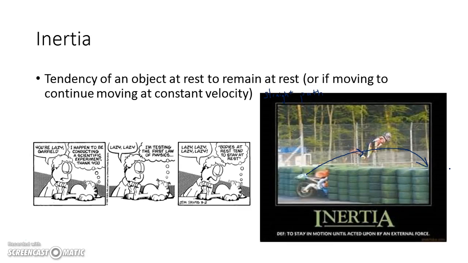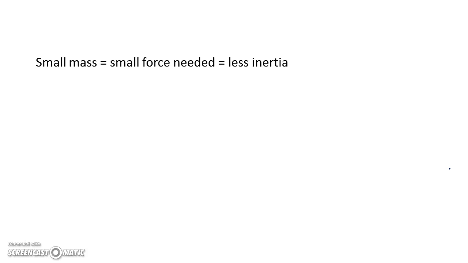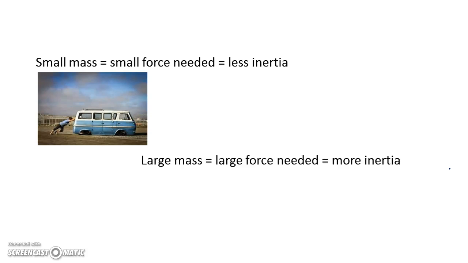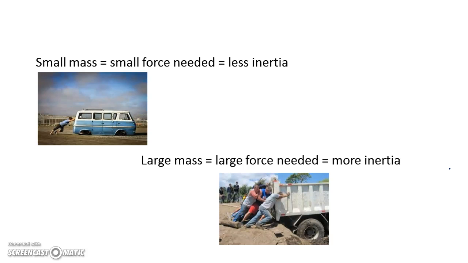All right, for inertia, if you have a small mass, there is a small force needed to get you to move, you have less inertia. Look at this van. This van here is a smaller body substance. There's a small force being applied to it, so the woman is pushing it. It has less inertia. However, if there's something that has a large mass, you need larger force to move it. It has more inertia. For example, this huge dump truck.